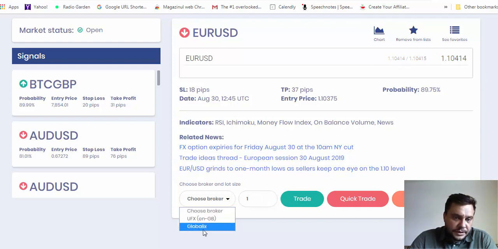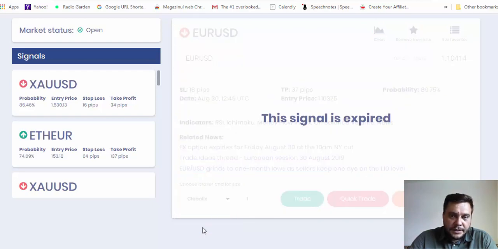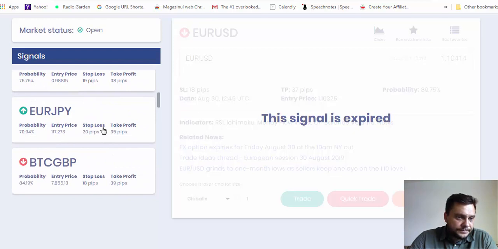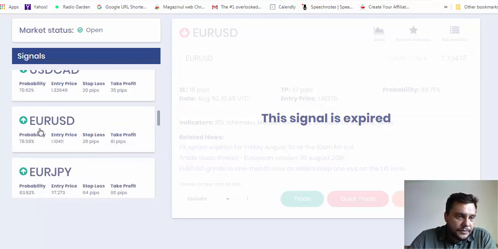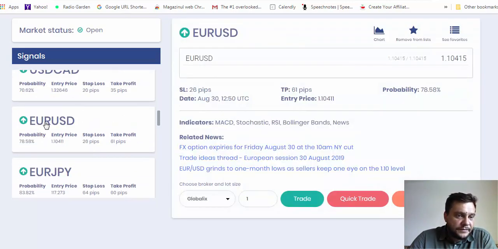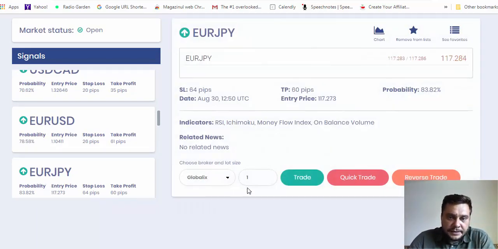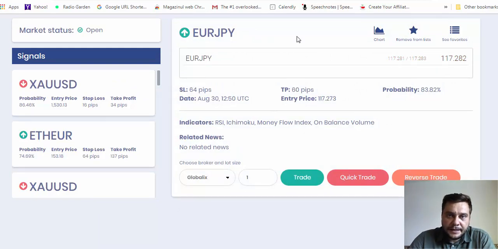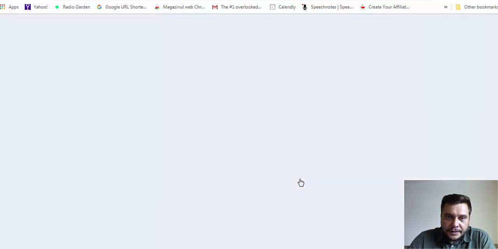What you have to do is only choose your broker from here. Oh, the signal has expired. Let's find another one. My advice for you is to find pairs with more than 70% probability. Euro USD, this is my favorite. No, Euro GPI, it's 83%. Euro GPI, it's a buy, and it's set. Okay, and trade.